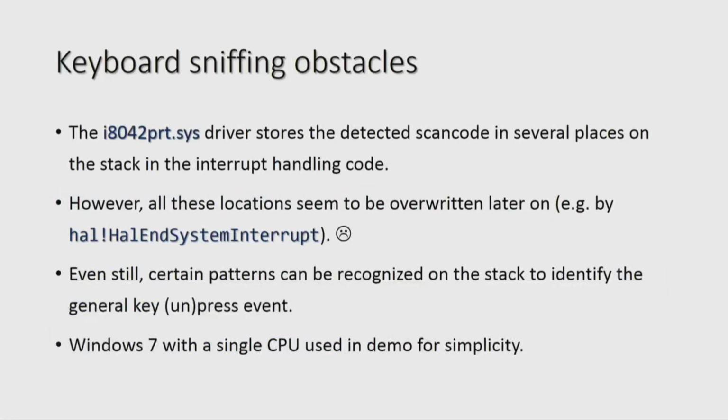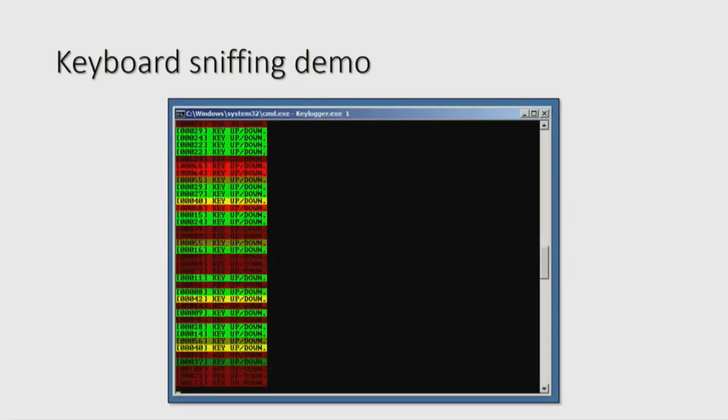And it is very promising until you actually try to debug all of this and see how it performs on the real system. And it turns out that even though the scan code is actually saved on the stack, it is quickly overwritten by some HAL functions, so it cannot be read back, unfortunately. But still, we can recognize some patterns on the kernel stack that indicate not which exactly key was pressed, but that the key was pressed at all. So yeah, we can see a demo for that on Windows 7 with just a single CPU.